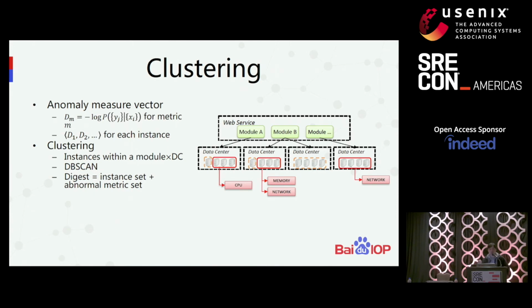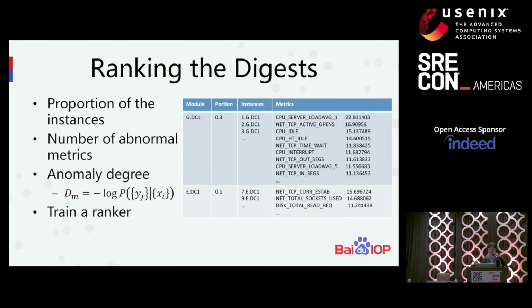And also, there is always some kind of dirty data inside. So DBScan can automatically prune out that dirty data. The result is a set of digests. Each digest contains a set of instances as well as their abnormal metric set. And at last, we will rank these digests.